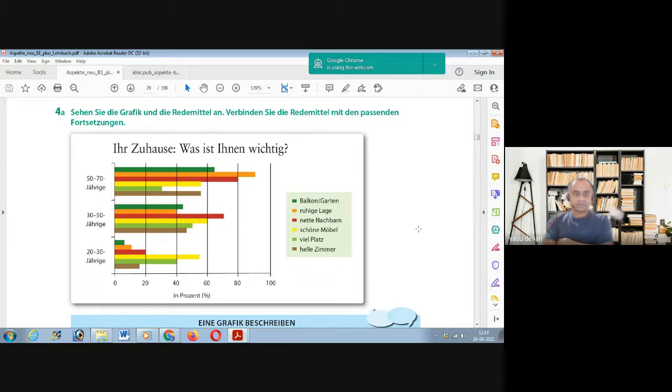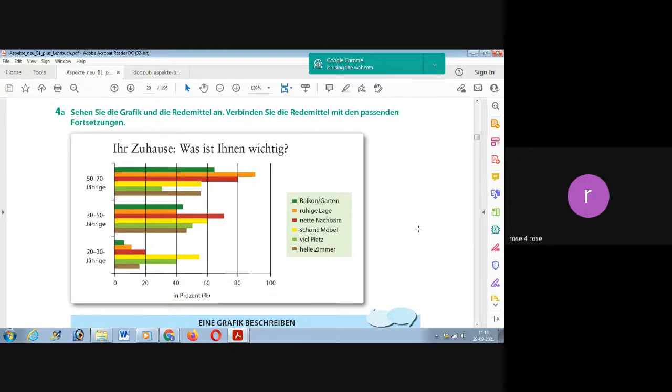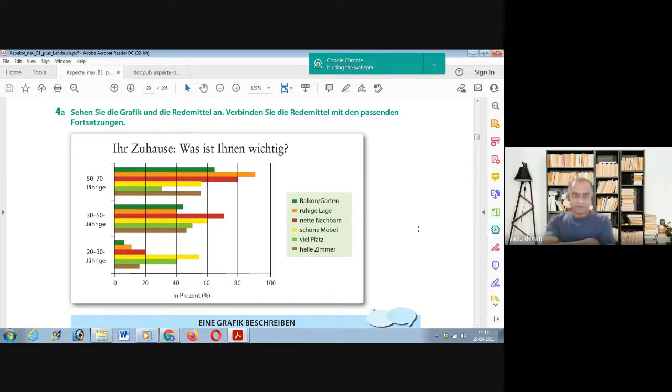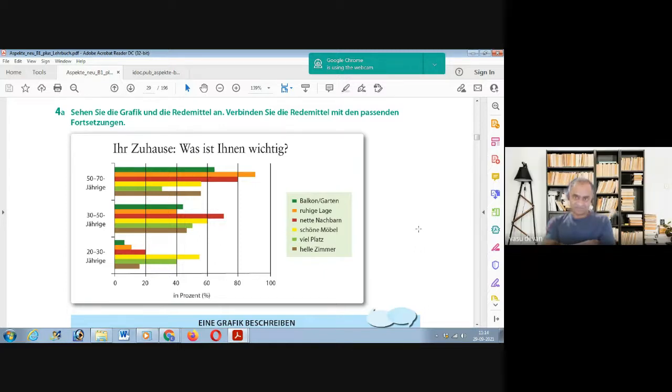Schöne Möbel ist ganz wichtig als Balkon oder Garten. Yeah, when you say "als", then you say "wichtiger als". Comparative, okay. Comparative, ja. Ja, oder für junge Jährigen sind schöne Möbel am wichtigsten, oder? Wichtigsten. Am wichtigsten. Nee, netter Nachbar.